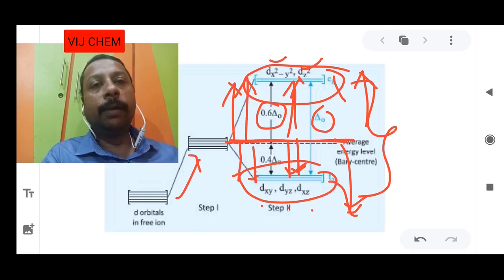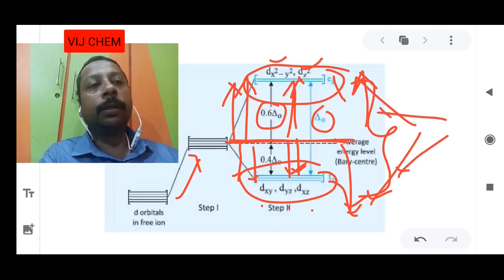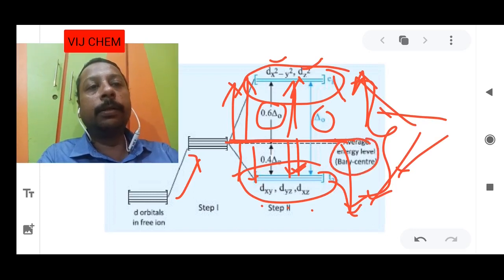Every ligand has its own capacity to push. The stronger the field of the ligand, the more the pushing; the weaker the field, the less the pushing. That capacity is measured with delta. Higher the field strength, higher the delta. Is it understood? This line is called the barycenter. Above it is 0.6 delta O, below it is 0.4 delta O. This is what you have to remember in the octahedral complex.